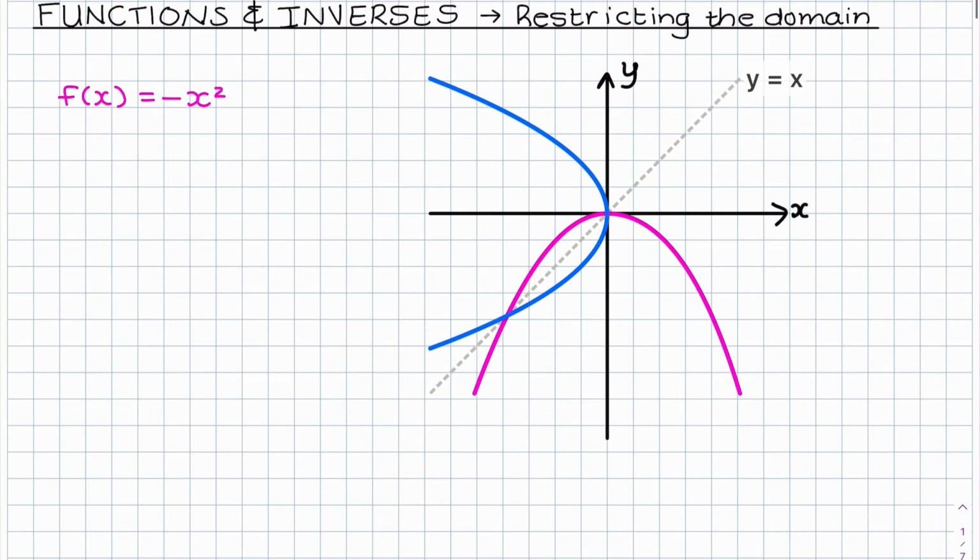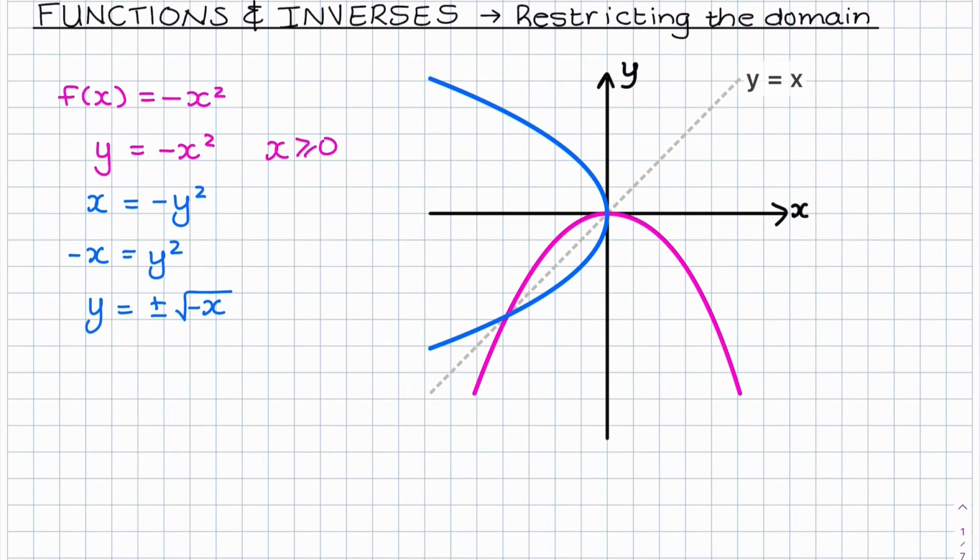We can do the same thing now for the negative parabola. So what we'll end up with is switching around the x and y values, and then solving for y will give me y is equal to the plus or minus square root of negative x. And then we can restrict the domain of the original function to be only positive values. That will eliminate the left-hand arm of the original function. And so then what we're left with in the final function will be only positive y values.